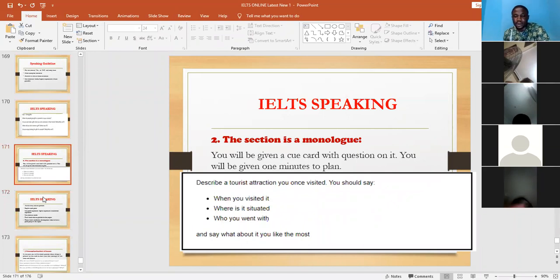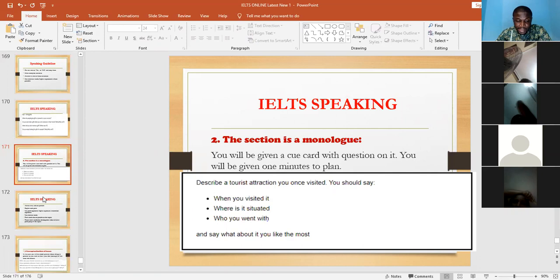The second section is what I call a monologue. You'll be given a question on a paper, and the paper will be handed over to you. You will have 1 minute to plan your response, and then you have 1 to 2 minutes to talk. It is preferable that you talk for 2 minutes, and you will be stopped after that.